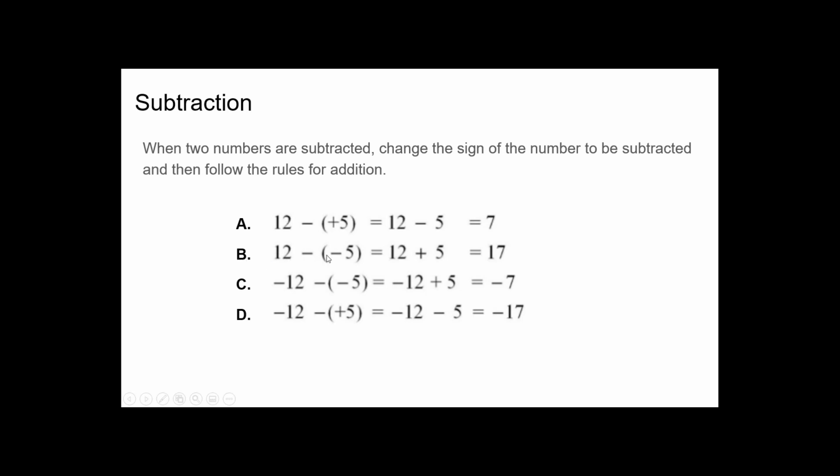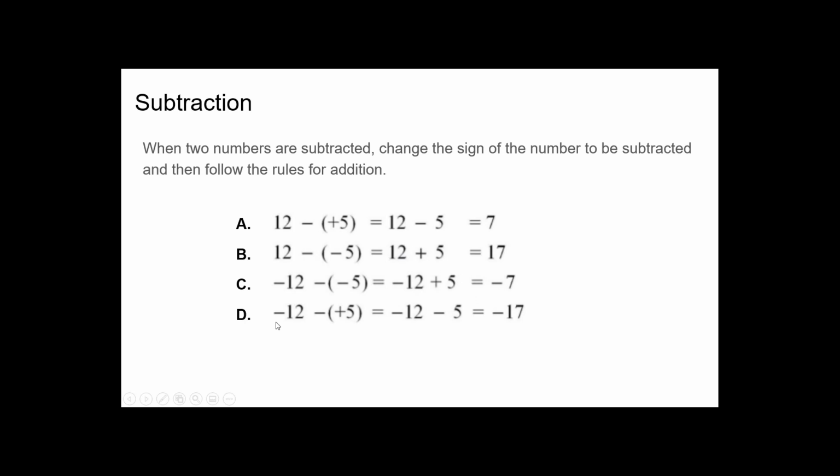B, we have 12 minus -5. Now, two negatives next to each other produce a positive. So in this case, this is 12 plus 5, which equals 17. C, we have a -12 minus a -5. Now we have one negative number, but we're going to end up with the same positive number we took from B. So this is -12 plus 5, and this equals -7.